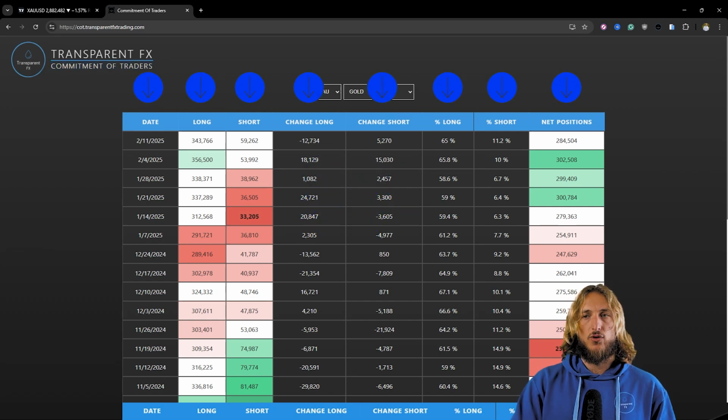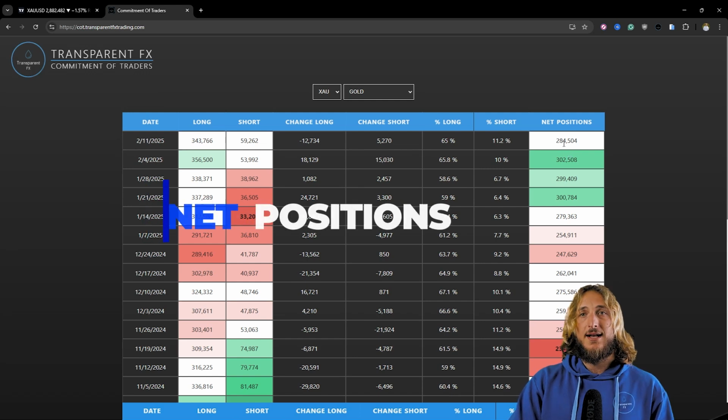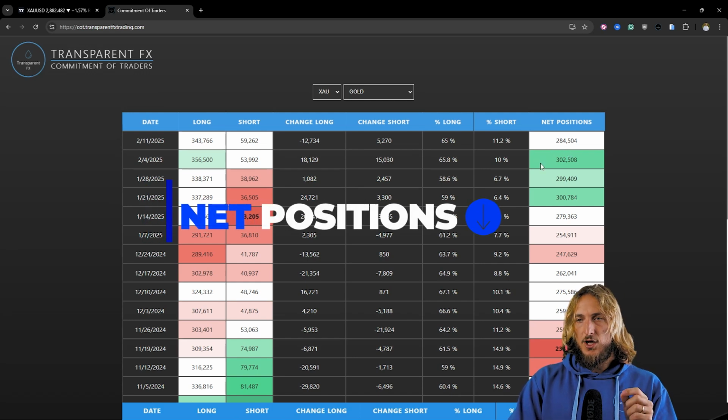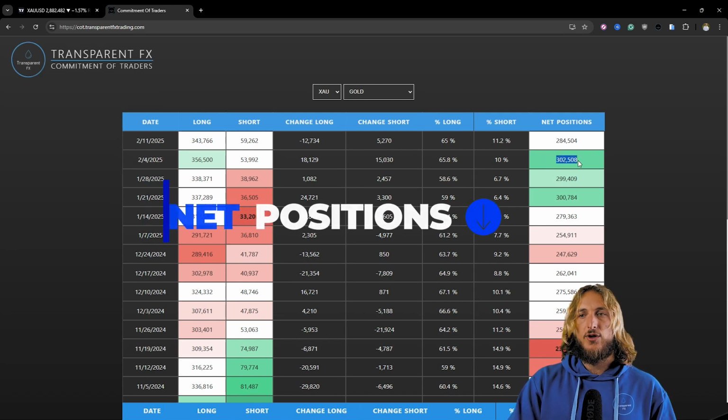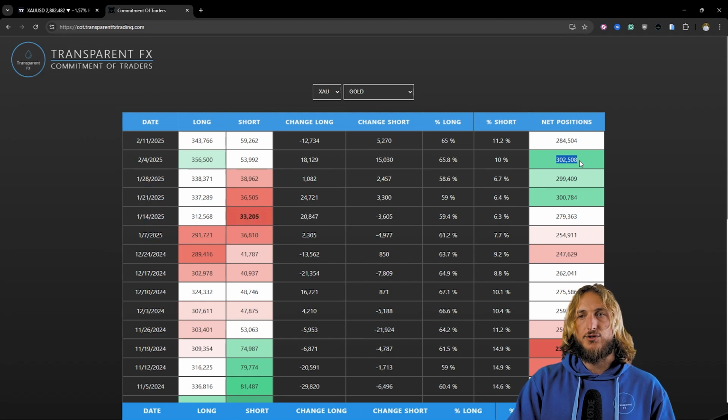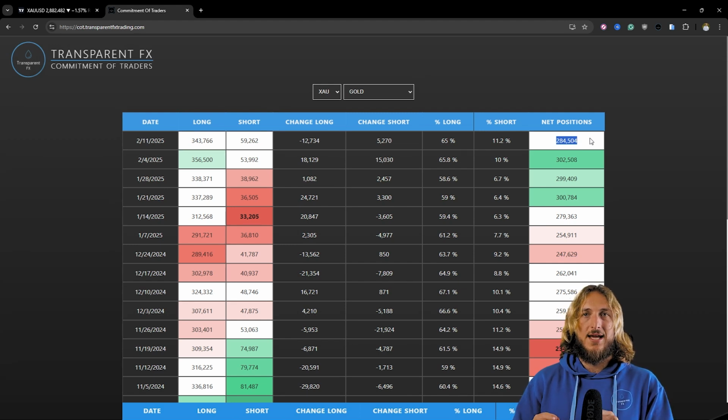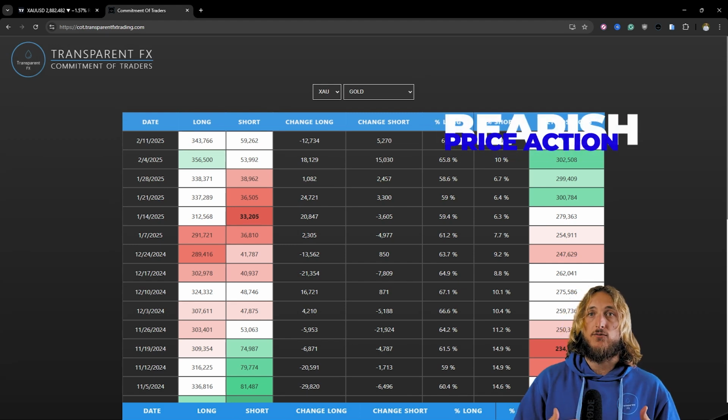And if we look at the data for gold, we can notice how with the last reports, net positions have first increased, but with the very last report, net positions have decreased. We went, in fact, from having 302.5k net positions down to 284.5k net positions. Now, this shows how institutions are now once again moving back to the bearish side for gold.